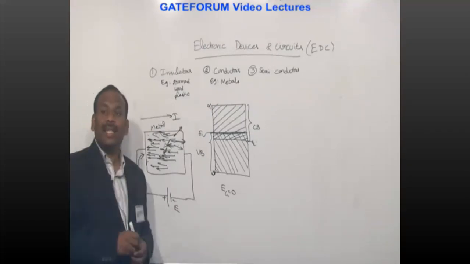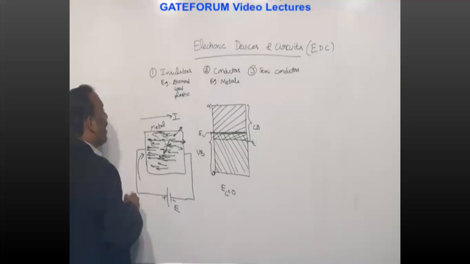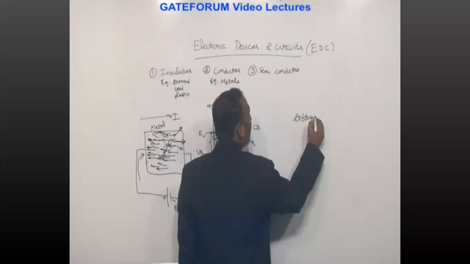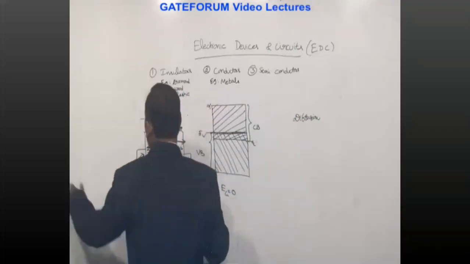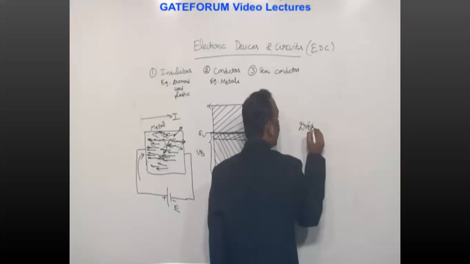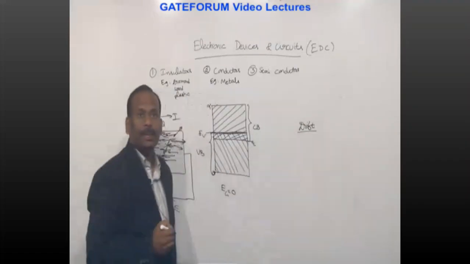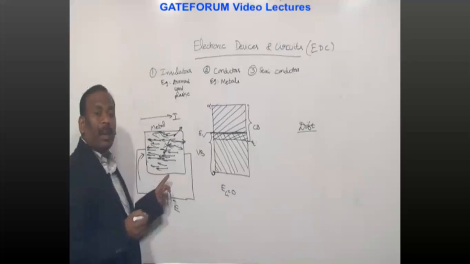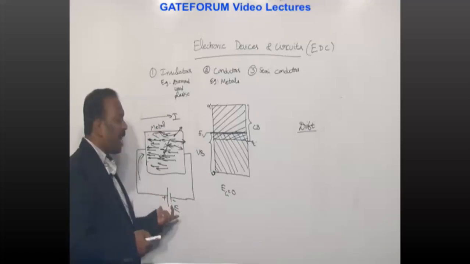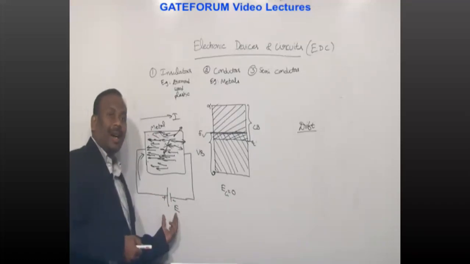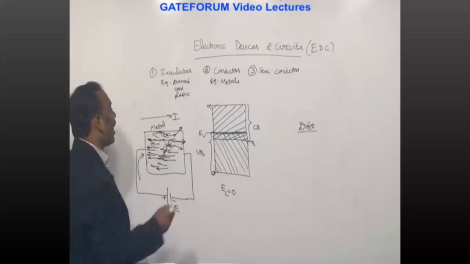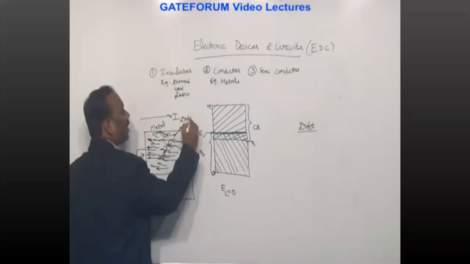Now current exists. This mechanism is called, sorry, it's not diffusion, it's drift. The mechanism in which all the charge carriers are aligned in one particular direction because of the applied external field is called the drift mechanism. And now current exists, and this current is called drift current.